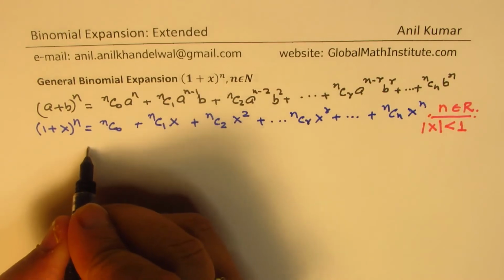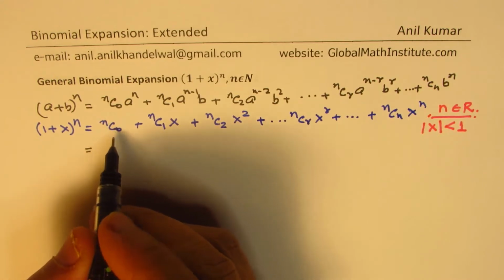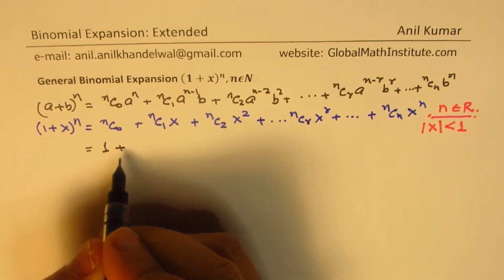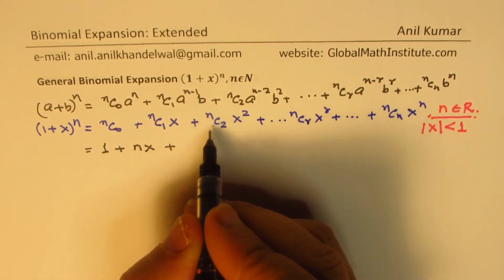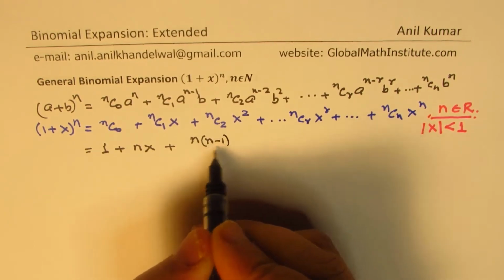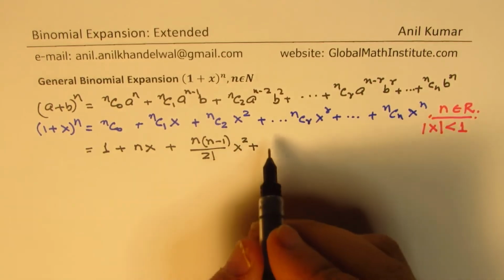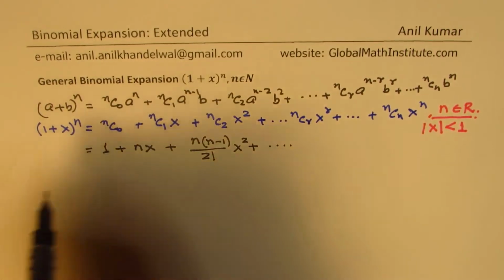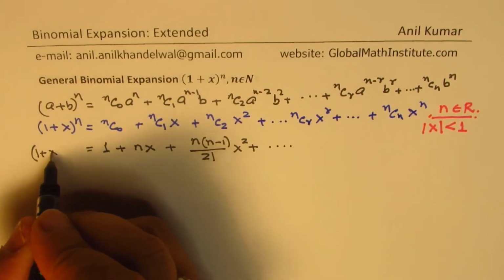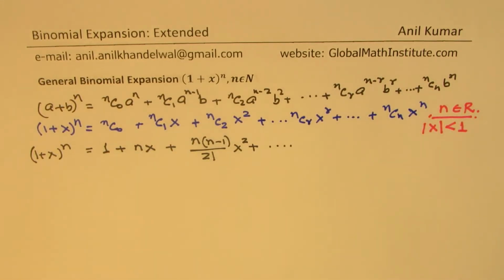like this. So let me rewrite this in terms of the binomial coefficients. nC0 is just the number 1, so it is 1 plus nC1, which is n, so we get nx, plus nC2, which is n times (n minus 1) over 2 factorial, x squared. So that is how we have an infinite series here, which just goes on and on. We use this series (1 + x)^n as an infinite series for n being real numbers. Now, does it really work?